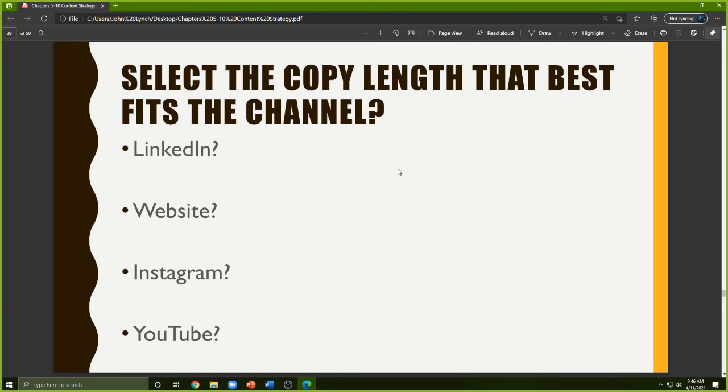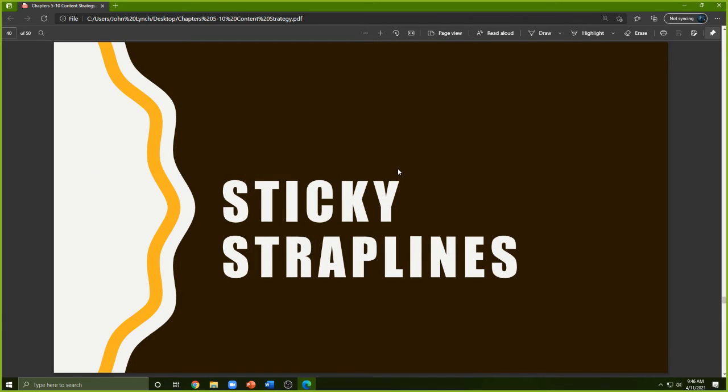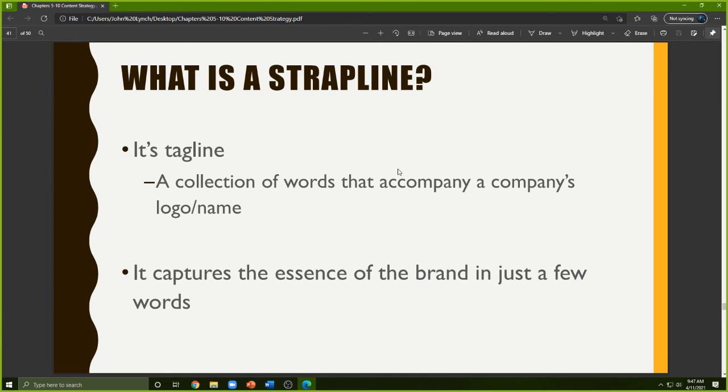If someone gets annoyed by that, they'll probably let you know. But the majority of the time, people can scroll through a website and read what they want on it. Cool. So, sticky straplines.